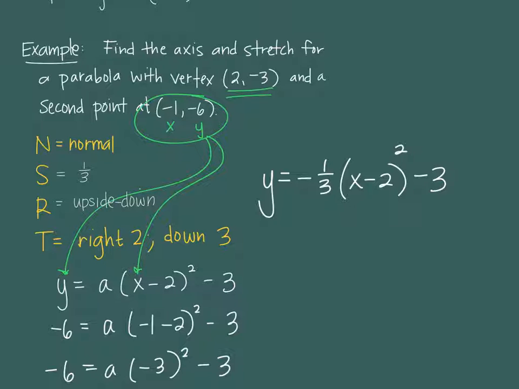vertex form. The only thing I haven't done yet is the axis. The axis is going to have to go right through the vertex. And so I look at my vertex right here. Here's my vertex, circle around it. And so then the axis is going to be x equals 2. That's usually a pretty easy one to do because you just look at the vertex.